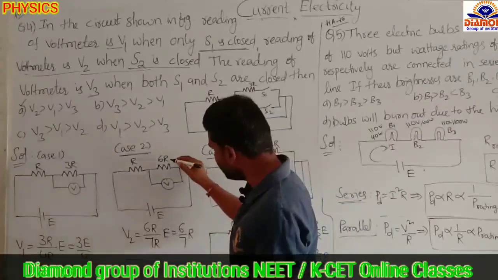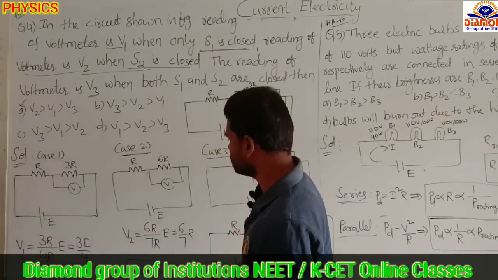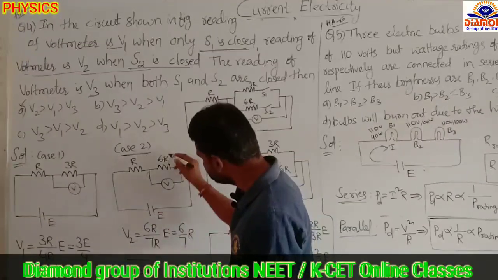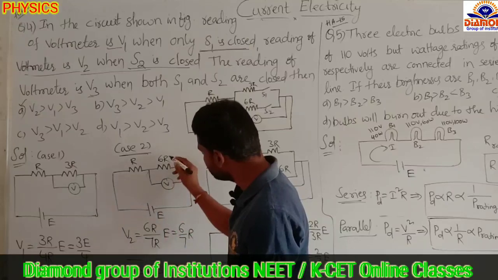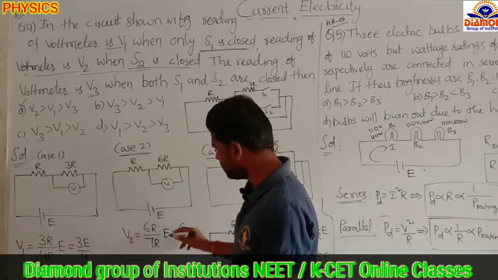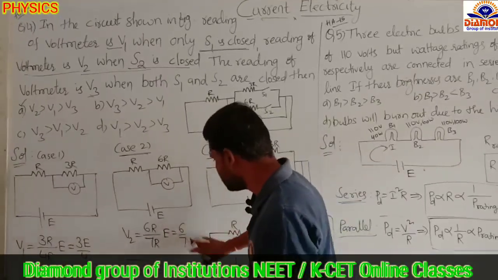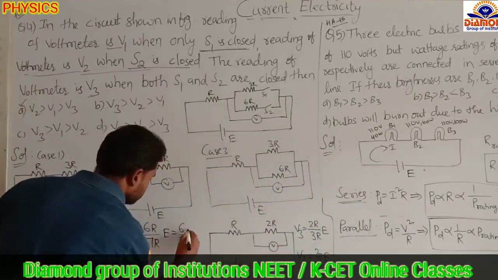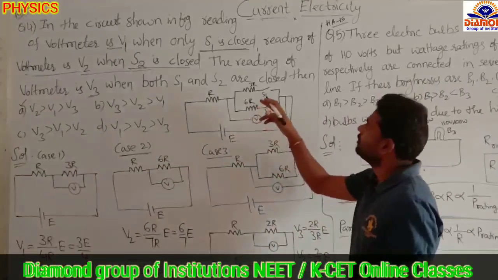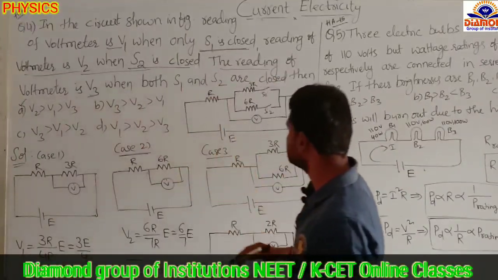Now we have to find the potential across this 6R resistance only. So voltage division rule, okay. The voltage across this one is this resistance 6R by total resistance. These two are in series, R plus 6R, 7R, 7R into supply E. So we will get 6 by 7 E. Next, see the reading of the voltmeter is V3 when both the switches are closed.